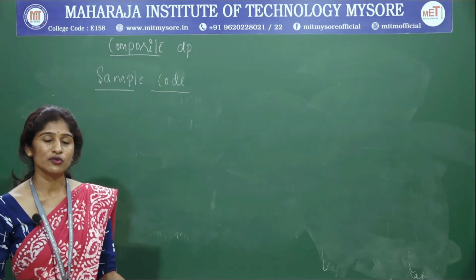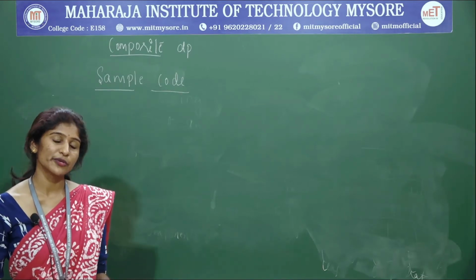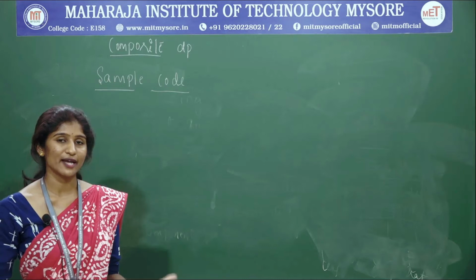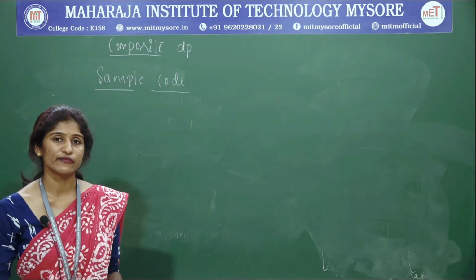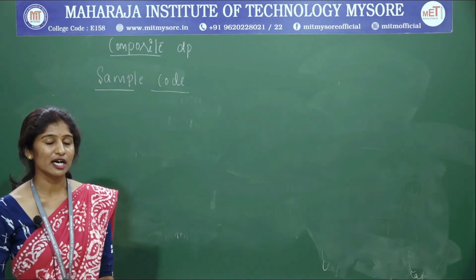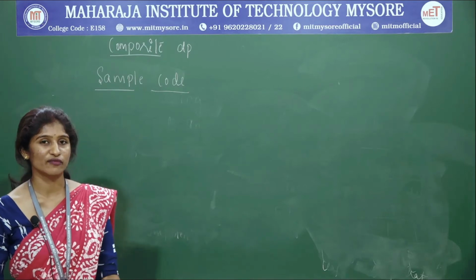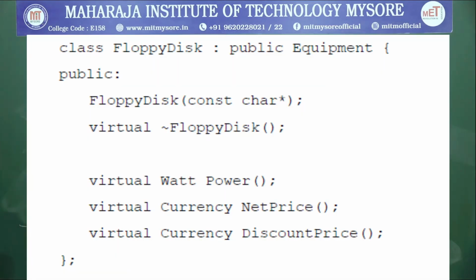So for example, if you consider a computer, the leaf nodes are drives, floppy disk, keyboard, CPU, and these are all components for the equipment, that is, the computer. Let's see what a subclass of this equipment looks like. Consider floppy disk. You have class floppy disk, which uses public equipment. Within the brackets you have a char, that is the name, and then you have the floppy disk destructor.